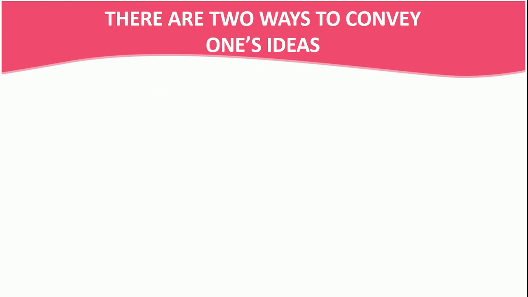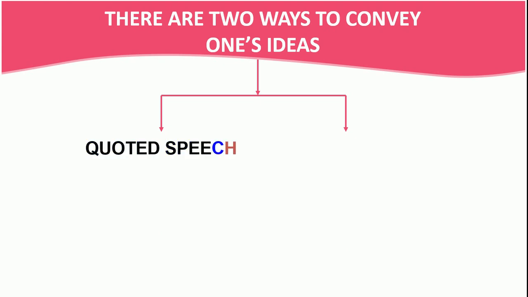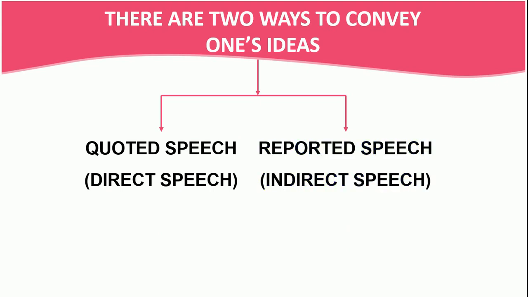Okay. Next, there are two ways to convey one's ideas. We convey ideas in two ways, right? The first way is quoted speech, which is also called direct speech, and the other way is reported speech, which is also called indirect speech. In two ways we can convey the messages or the ideas of a person or of the speaker. Okay, now what is quoted speech and what is reported speech? Let's study each one in detail.